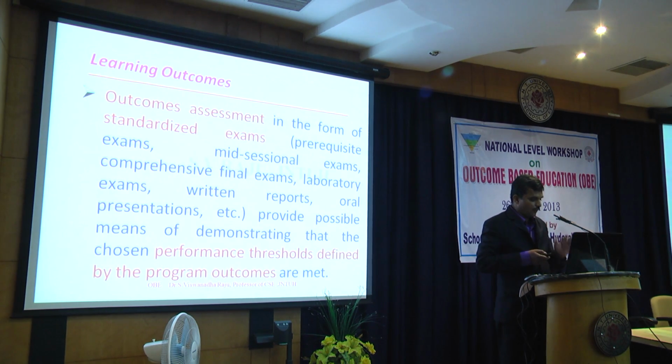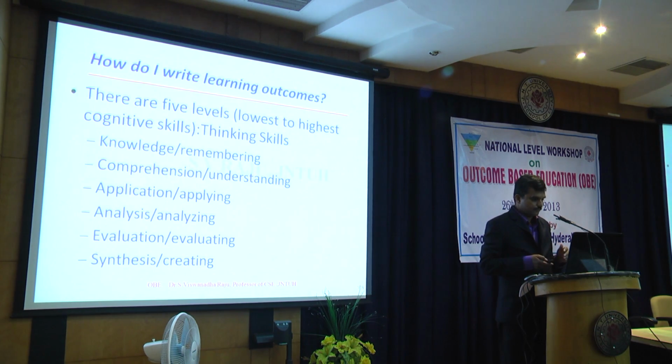And provide possible means of demonstrating that the chosen performance thresholds defined by the program outcomes are met. So what is the threshold? You have to fix the threshold, whether they are able to achieve that threshold or not. Where have we defined the threshold? In the program outcomes. How do I write learning outcomes? You see that. How to write learning outcomes.